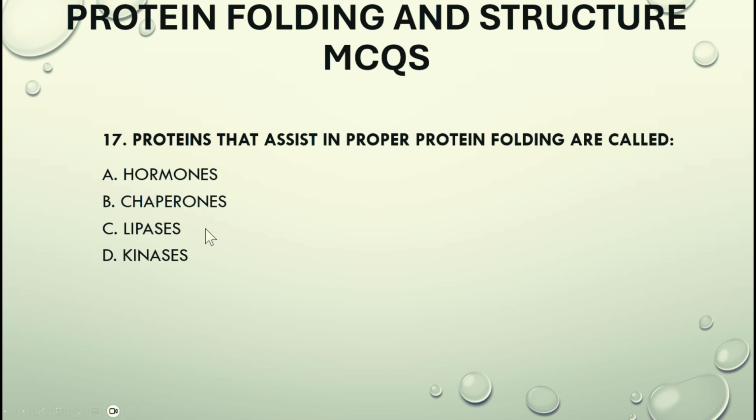Number 17. Proteins that assist in proper protein folding are called hormones, chaperones, lipases, or kinases. I just answered it now. The correct option is B, chaperones. Now, molecular chaperones help fold proteins correctly and prevent protein aggregation.